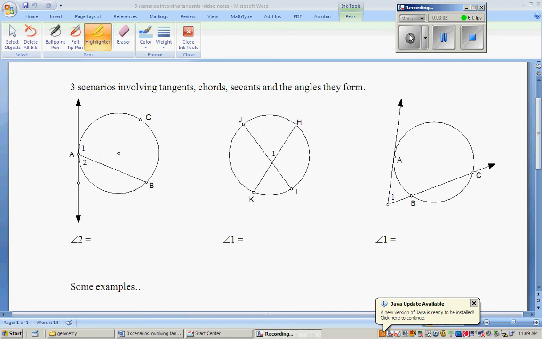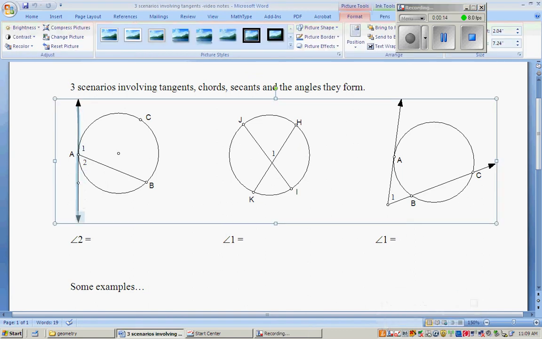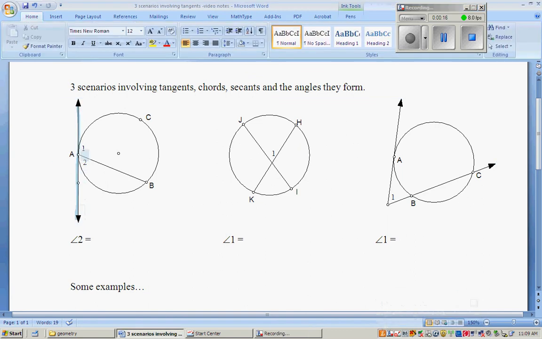We're going to be talking about different scenarios involving tangents, chords, secants, and the angles that they form. So, our first scenario is when you have a tangent line to a circle and a chord that meets it. These two angles that are formed.